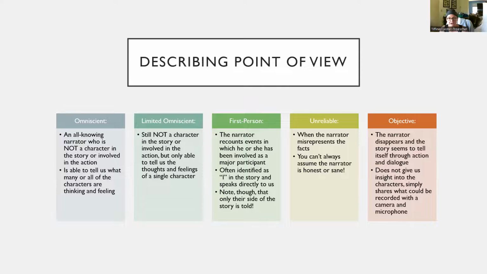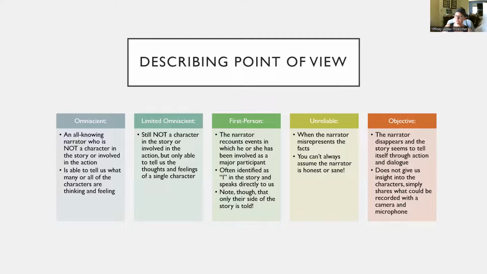They are the I in the story. So I was walking down the street, right? That is a first-person narrator. And that is typically what we're used to: either an omniscient narrator or a first-person narrator.